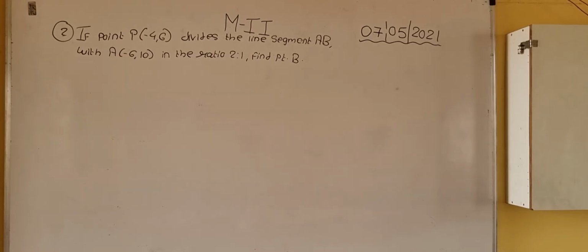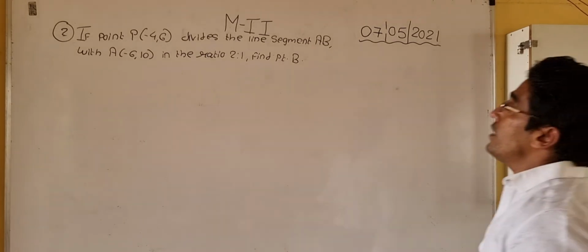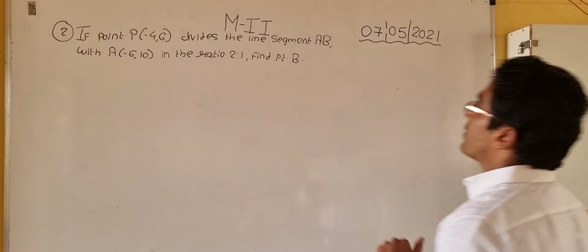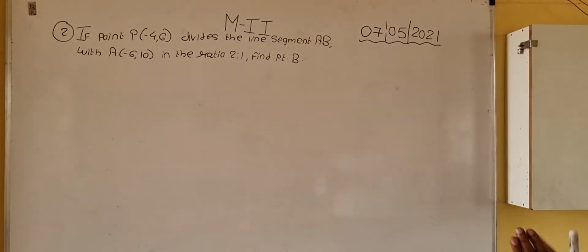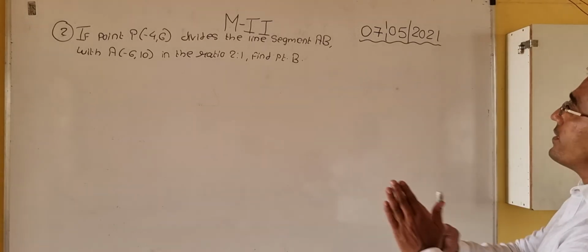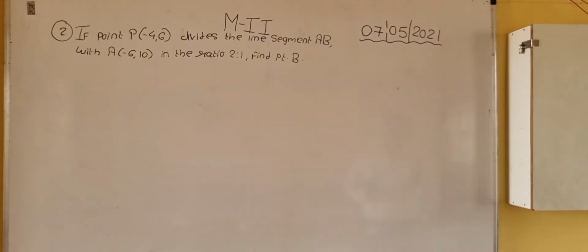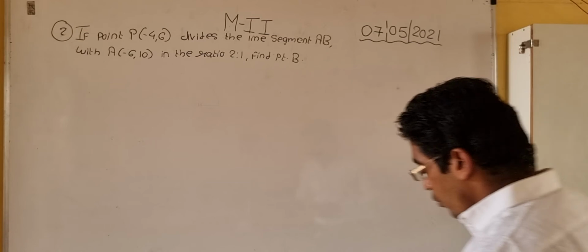Now, let's see the second sum. What is given to us? If point P minus 4 comma 6 divides, in this case, which point is dividing? Point P, line segment AB. A is given to us. We have to find out point B. What is the ratio? 2:1.